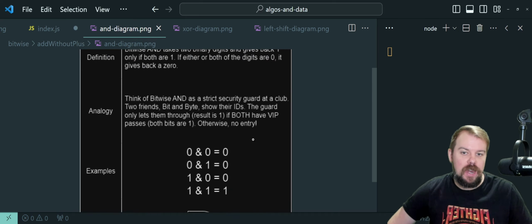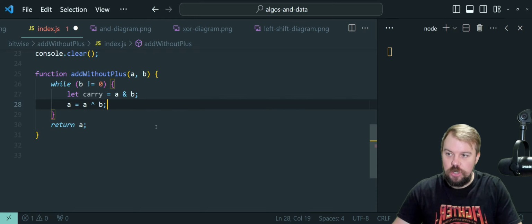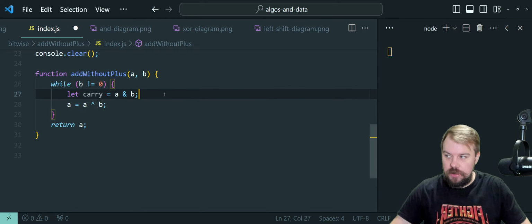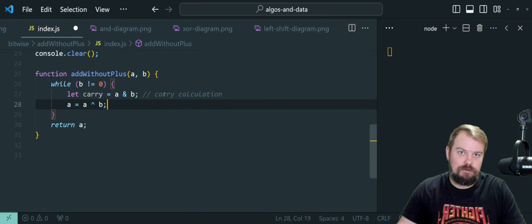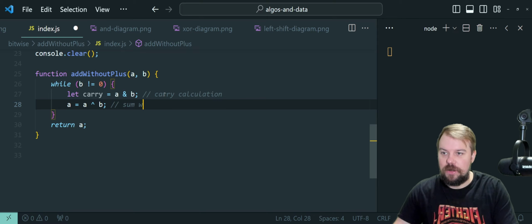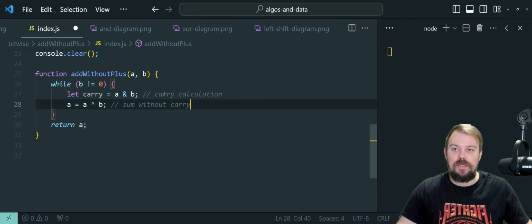So that carry is going to be exactly that. It's going to be calculating to what place our carry is going to be carried on over to for each iteration. Then we're going to be calculating our sum without the carry. So if this is going to be carrying our carry, we need to do the sum without the carry, meaning we are going to take A and XOR it with B. So this is sum, this is our carry calculation, as the variable name implies. Then we have our sum without the carry. That's what's going to happen there.